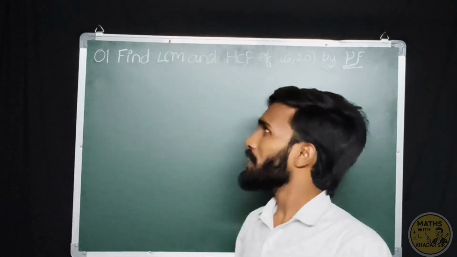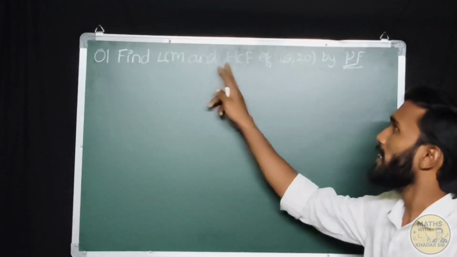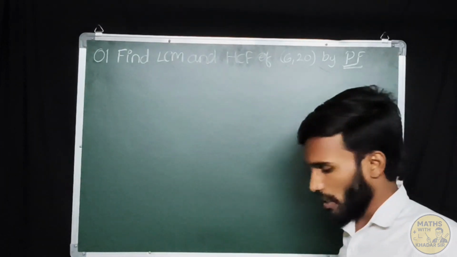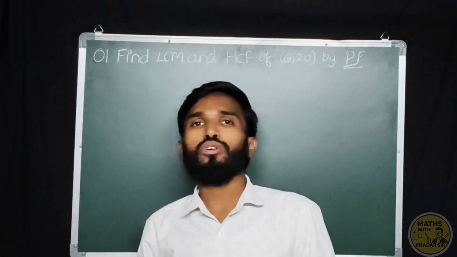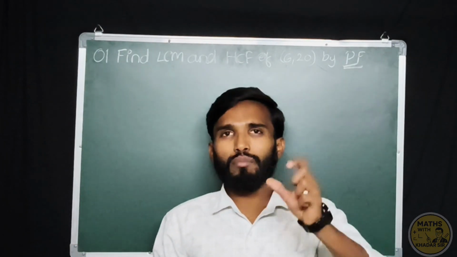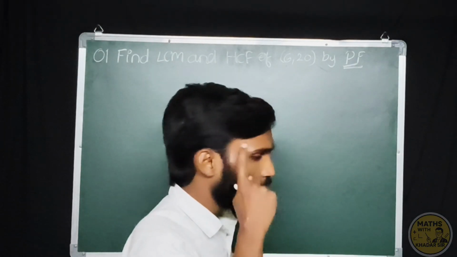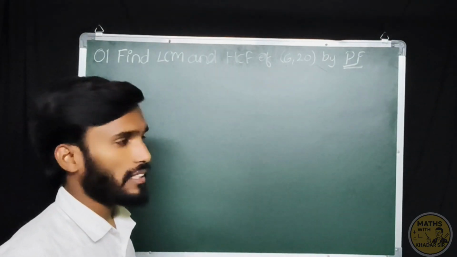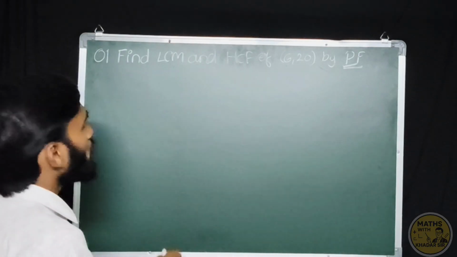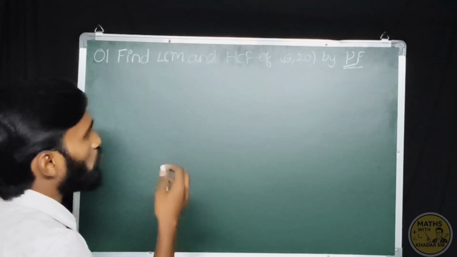Now come to today's session. We have to find the LCM and HCF of 6 and 20. How to find that? To find the prime factors of a number, only prime factors, we have the factor tree, which you learned in the previous primary classes. That is a so easy method. First find the prime factors of 6.